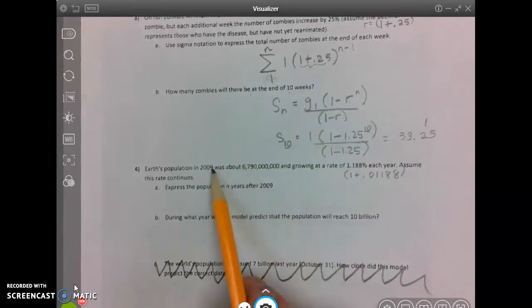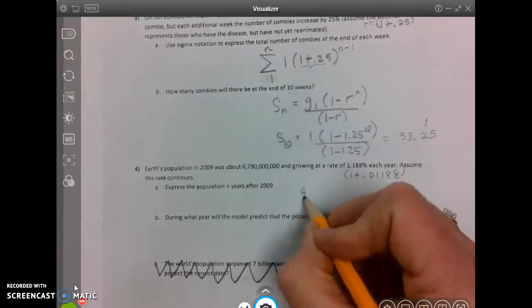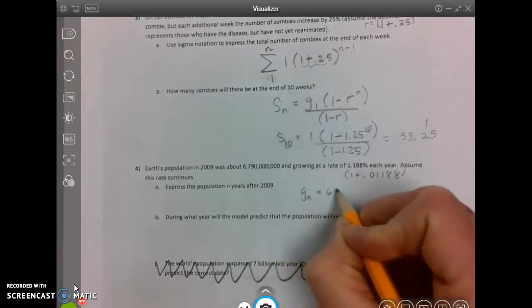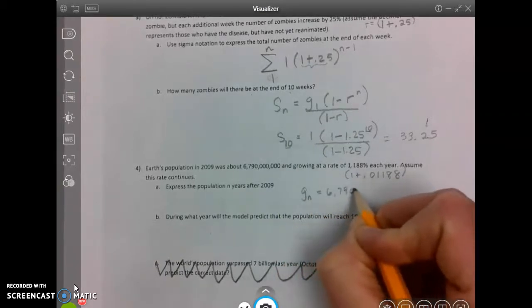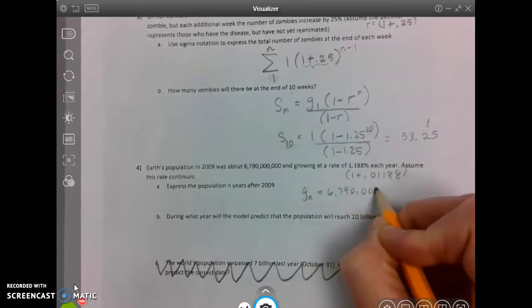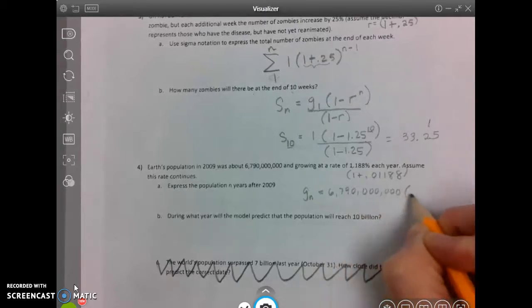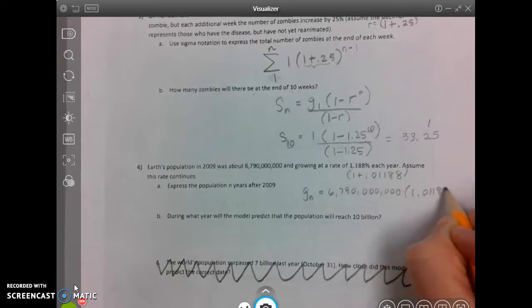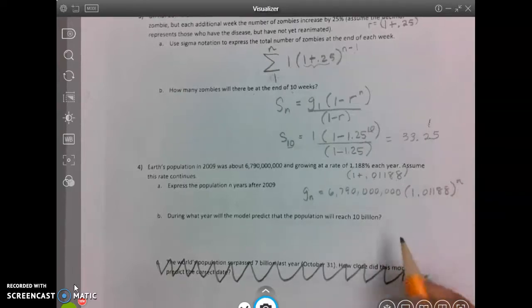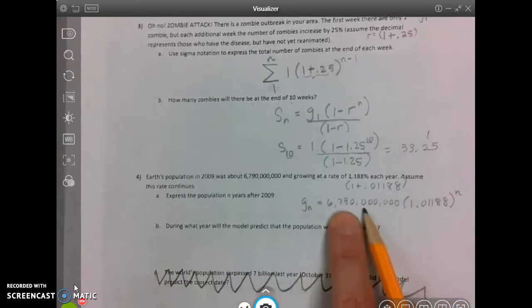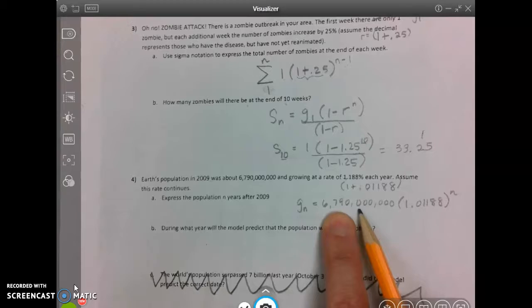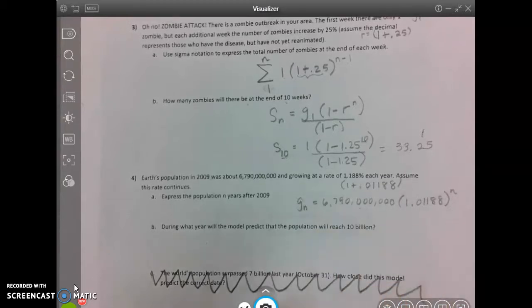So 2009 is the starting year, so this is going to be like the 0 term. So G sub n is 6,790,000,000 times the 1.01188 to the nth power, because this is the starting amount in 2009, not after a year. Therefore, this is simply to the n.